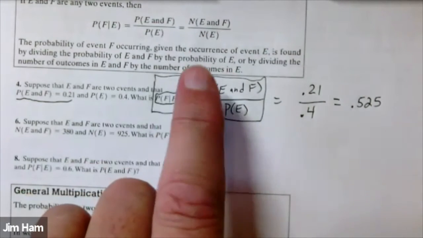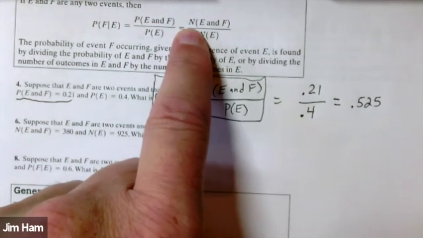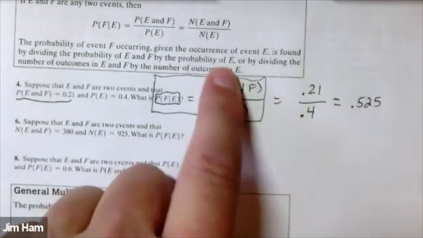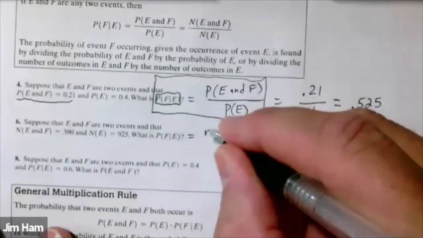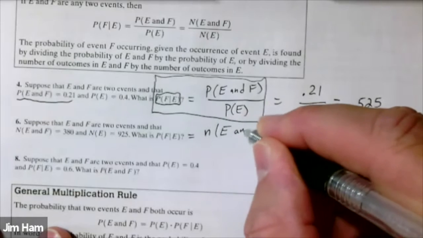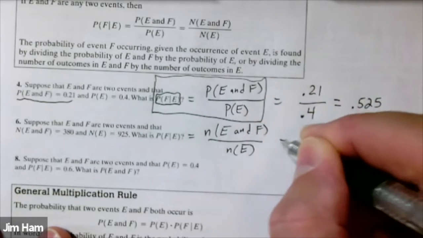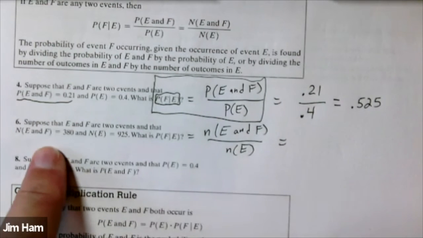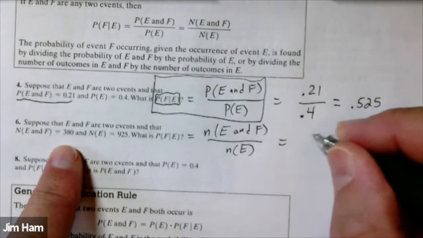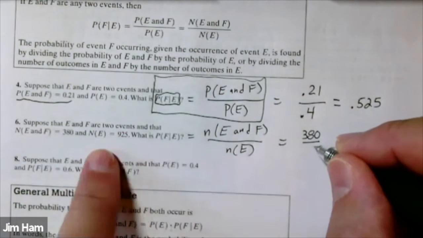So instead of using the probability of E and F divided by the probability of E, we could just use the number of outcomes in E and F and divide by the number of outcomes in E. So this one would be the number in E and F divided by the number in E. And the reason we're going to use this version is because of what they gave us in the problem. So 380 on top, and the number in E on the bottom.